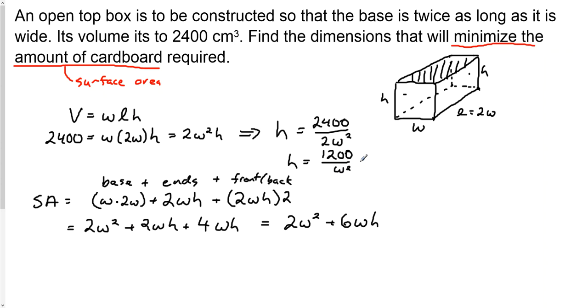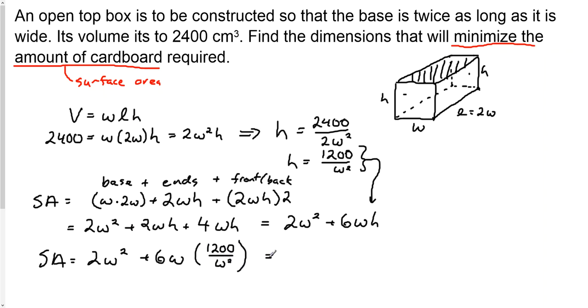And we're going to take this expression for h and we are going to sub it in down here for h. So our new expression for the surface area is going to become 2w squared plus 6w times 1,200 over w squared. And by doing that, we've changed our equation for the surface area to an equation with a single variable. Now, we can rewrite this a little bit just to make it easier to find the derivative. I can cancel out a w here and here, and I'm going to multiply the 6 times the 1200.